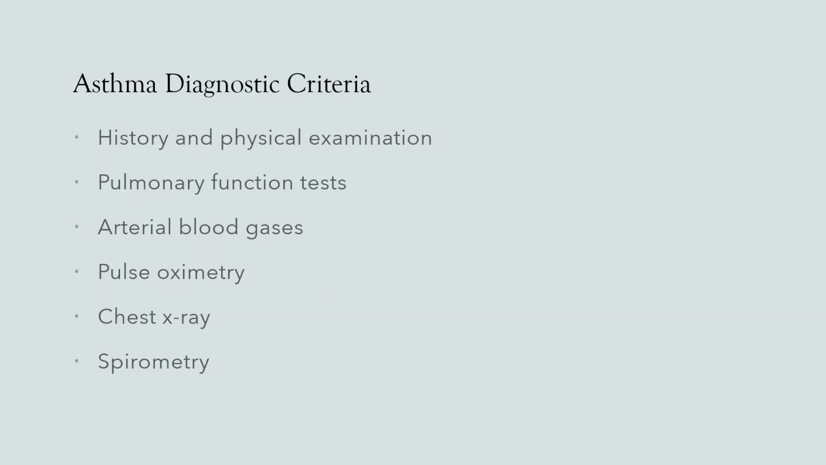So diagnostic criteria: history and physical, pulmonary function tests to see what their lung or pulmonary function is like. If they're coming in acutely, you're probably going to do some blood gases. Also not on the slide, you also would probably do a CBC. You want to look at what the white blood cell tests are doing.